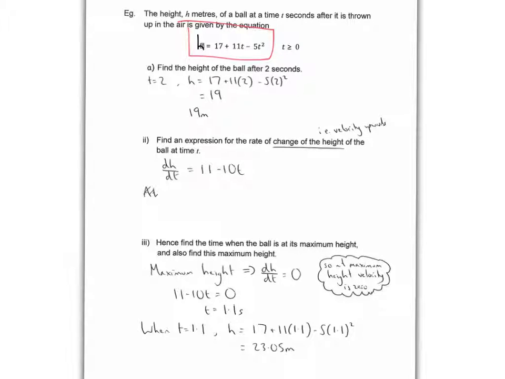Part 2 says find an expression for the rate of change of the height at time t. First of all, you're going to get an expression out for this. You're not expecting a number like in part A. You're expecting a piece of algebra, which, if you plug into it, will tell you at that value of t what is the rate of change of the height.